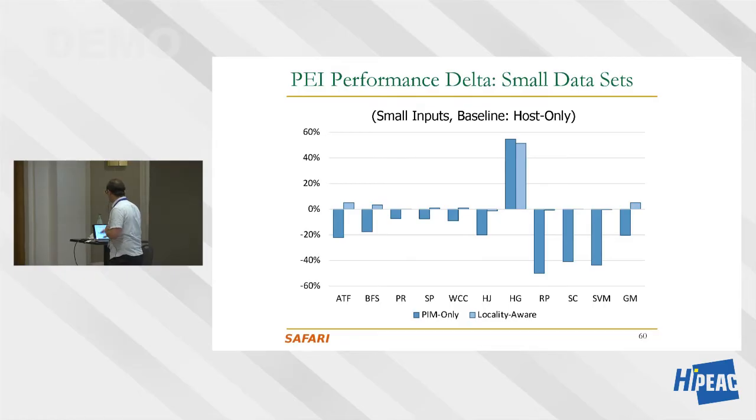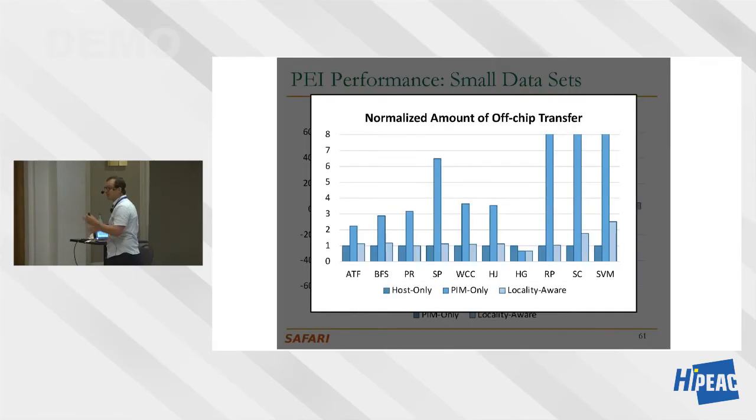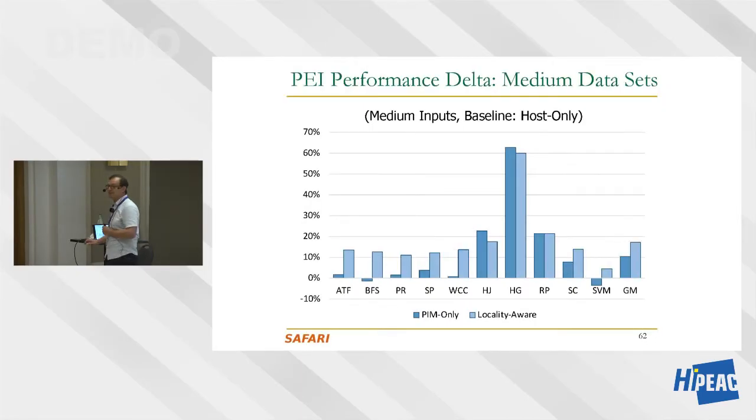But if you're locality aware using our heuristics, you gain a little bit of performance in some cases and lose very little. That's good. So our decision mechanism is working, basically. The difficult part is really the medium data sets. In medium data sets, sometimes you should execute on the processor's memory side, sometimes you should execute on the processor side, and you need to make the decision accurately, and we do an okay job, as you can see over here. This is the locality aware one, and the blue bars are the PIM only one. So we are better in most cases than PIM only.